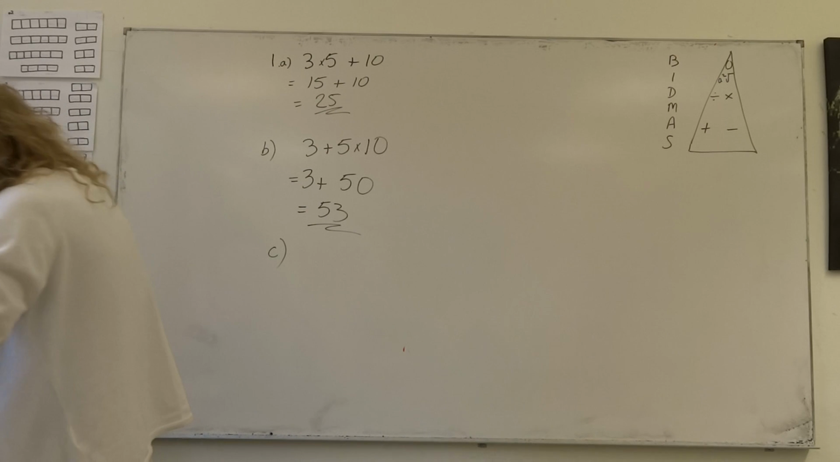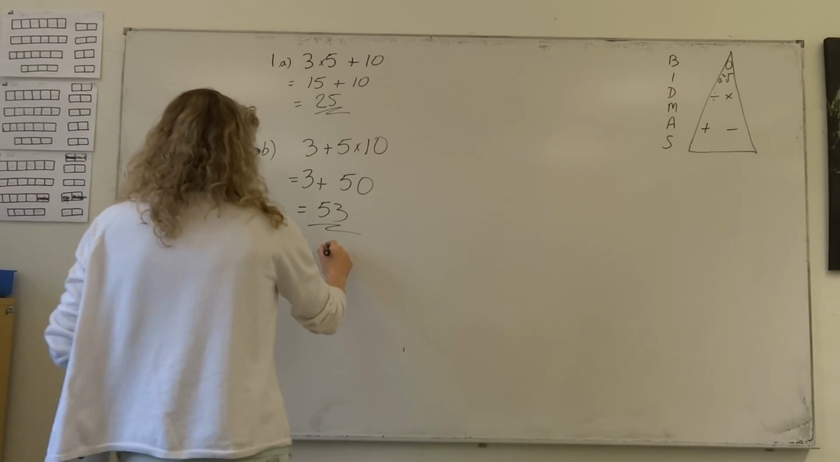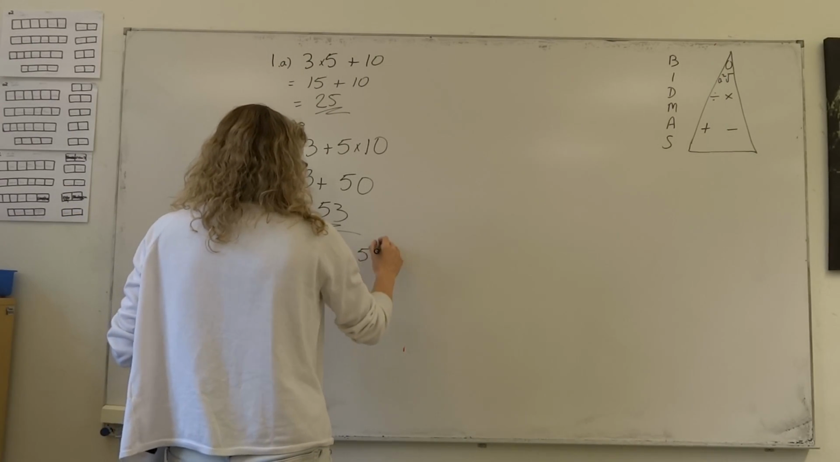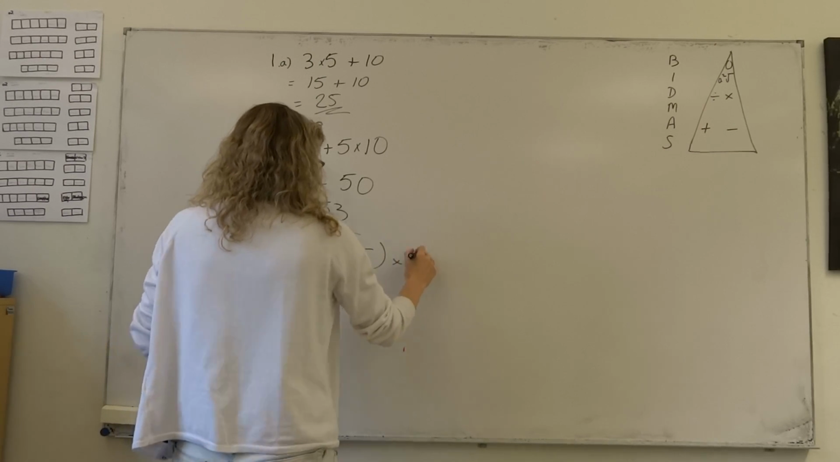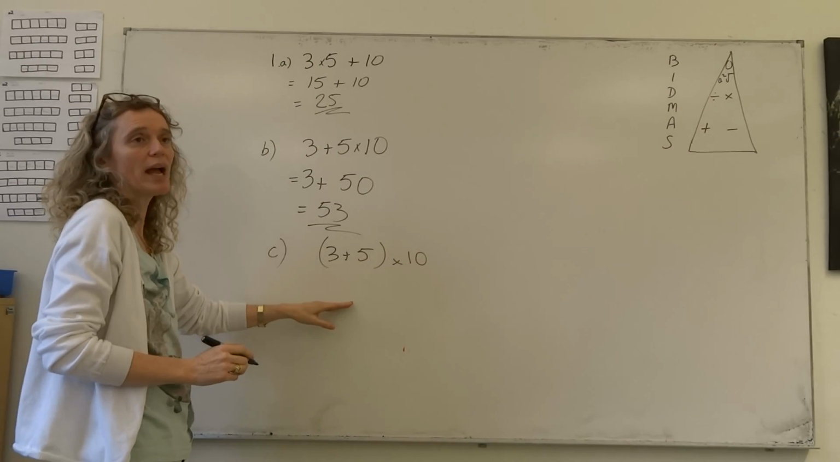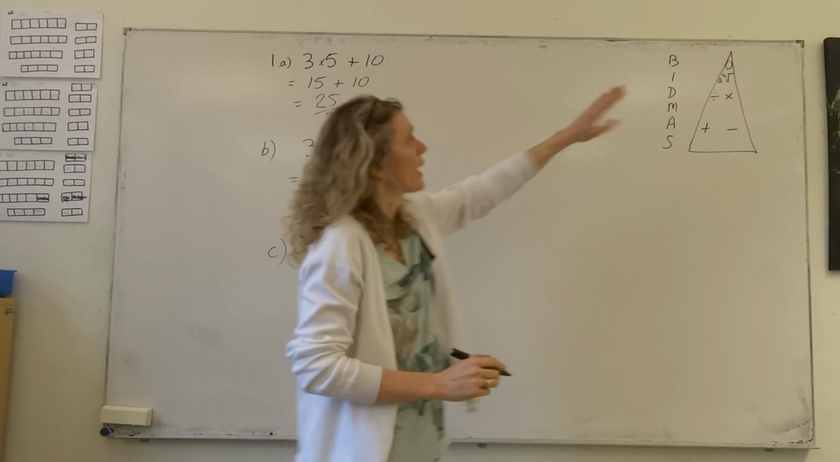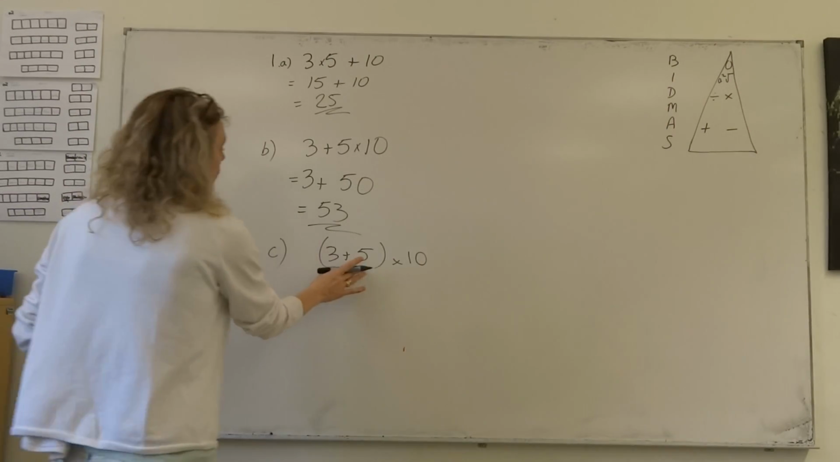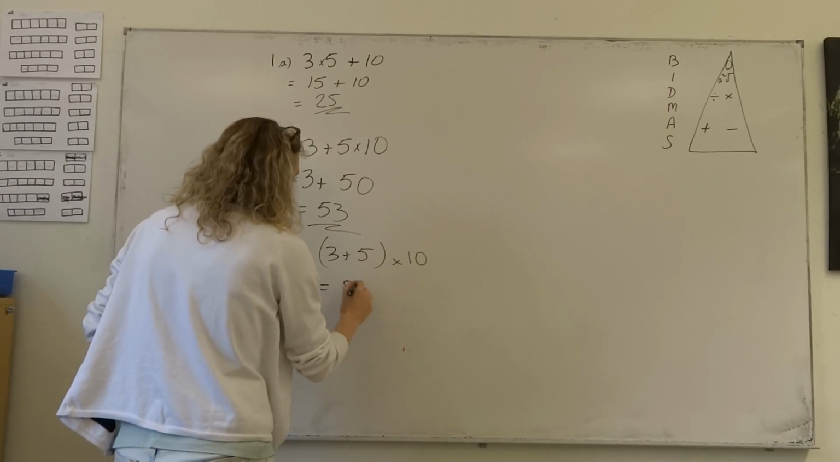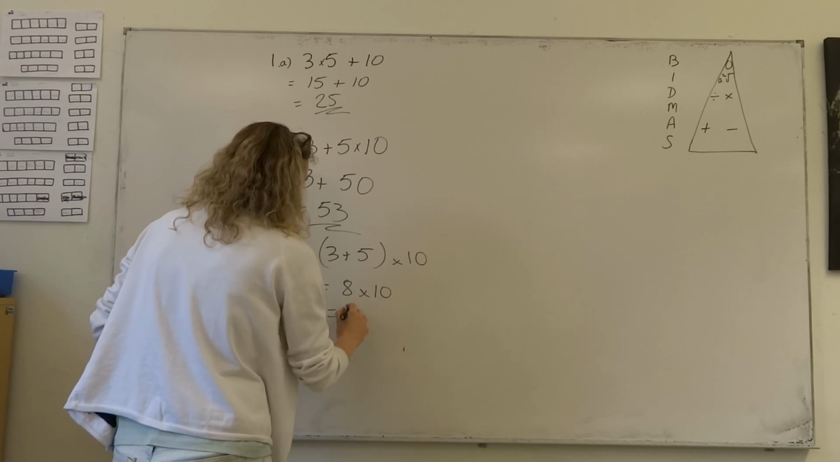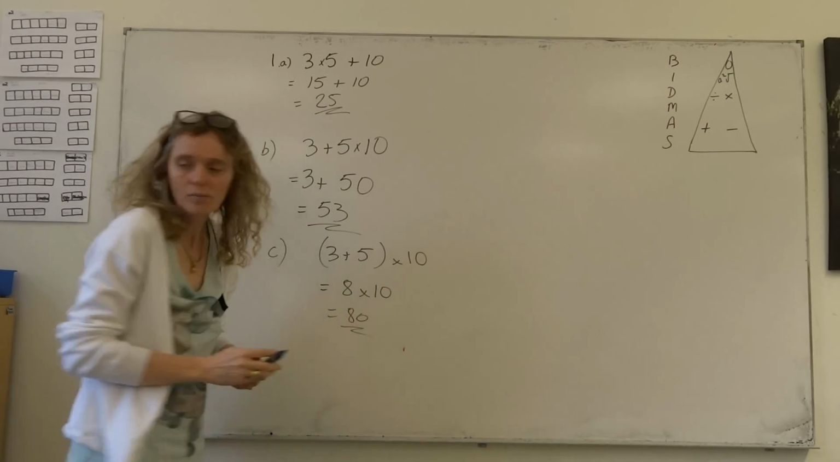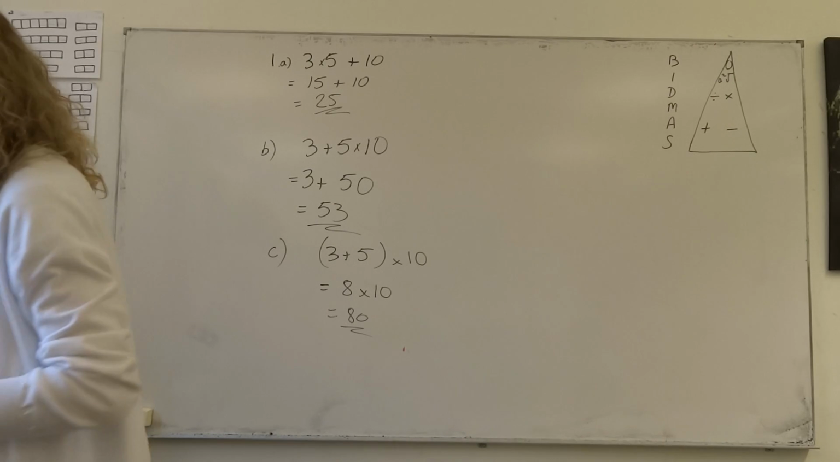And then question C. 3 plus 5 times 10, but they put the 3 plus 5 in brackets. Priority rule, brackets comes before anything else. 3 plus 5 is 8. 8 times 10 is 80. So the answer to that one is 80.